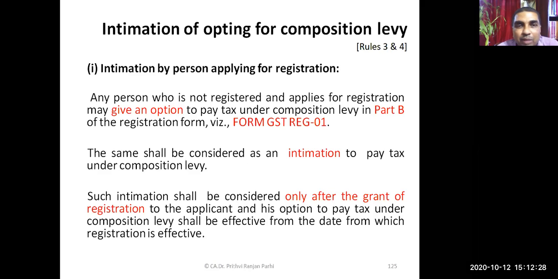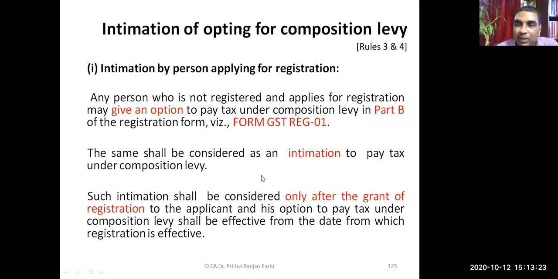Now we'll be discussing how to give intimation for opting composition levy. First, we'll be covering the situation where the person is planning to opt for composition levy at the time of application of registration. If someone is applying for registration and is going to obtain GST registration, then at that time also he can show that he would like to be registered as a composition scheme dealer. A person who is not registered and applies for registration may give option to pay tax under composition scheme in Part B of registration form GST REG-1. When someone is going to register, in that Part B he can show that he will go for composition scheme.